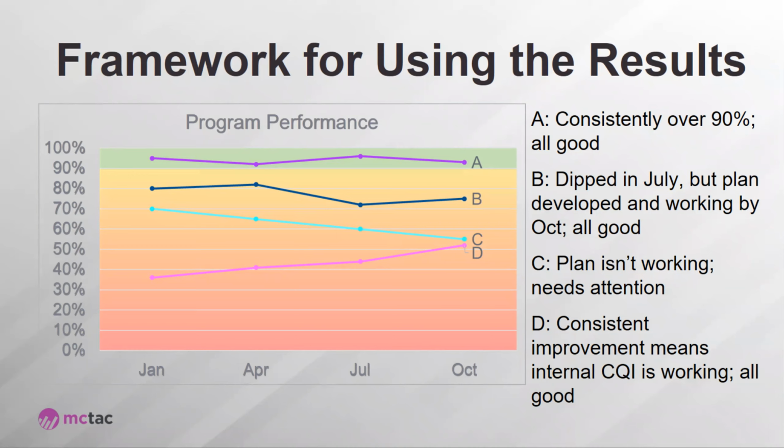The only one that really warrants extra attention is program C, because their performance is slipping and it keeps slipping. So you imagine they came up with a plan somewhere along the way, but the plan isn't working that great because the performance keeps slipping. This is the program that you would talk about at that executive level and not necessarily the others.